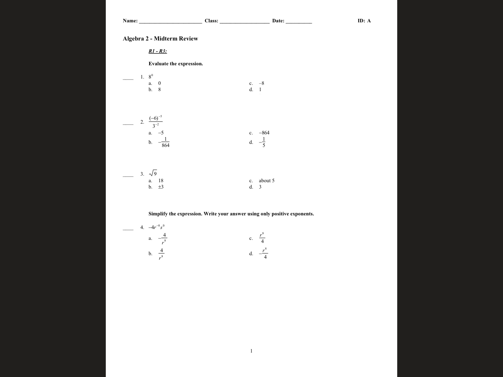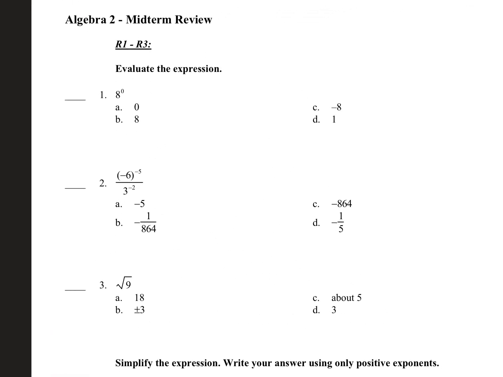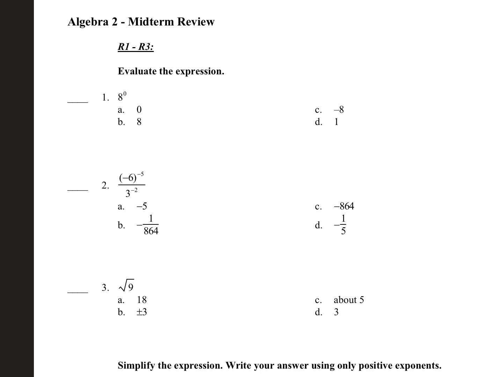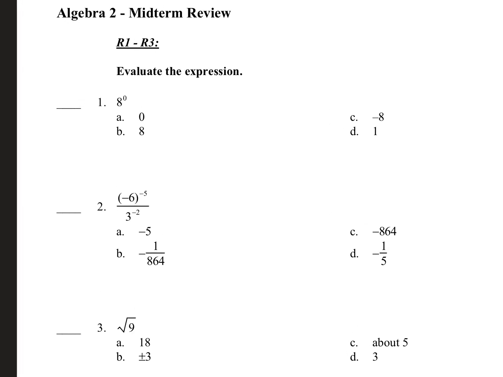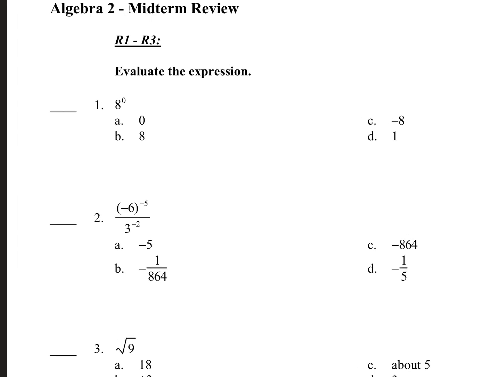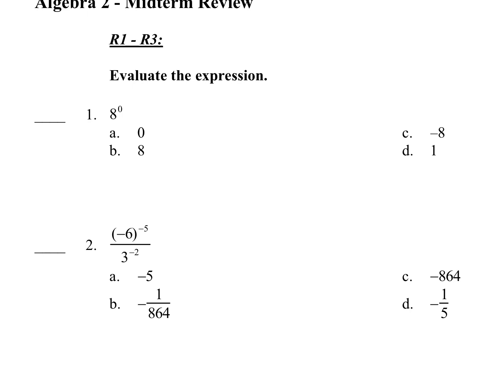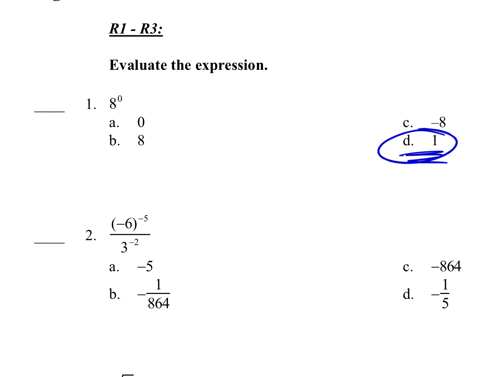All right, so looking at our midterm review, the midterm is going to be R1 through 4.1. So don't forget about R1 through R10, the pre-chapter stuff. For number 1, what is 8 to the power of 0? 1. Anything to the power of 0 is 1. Got to know that.